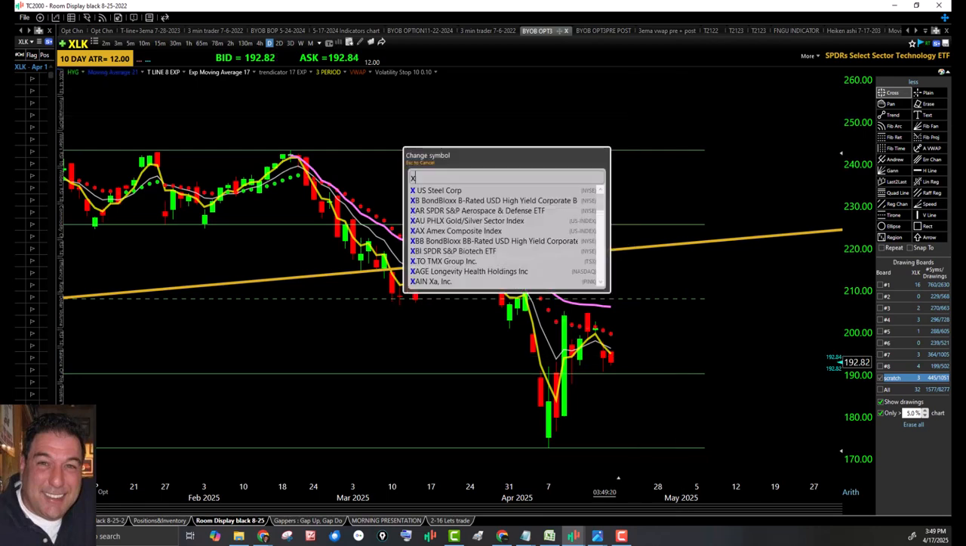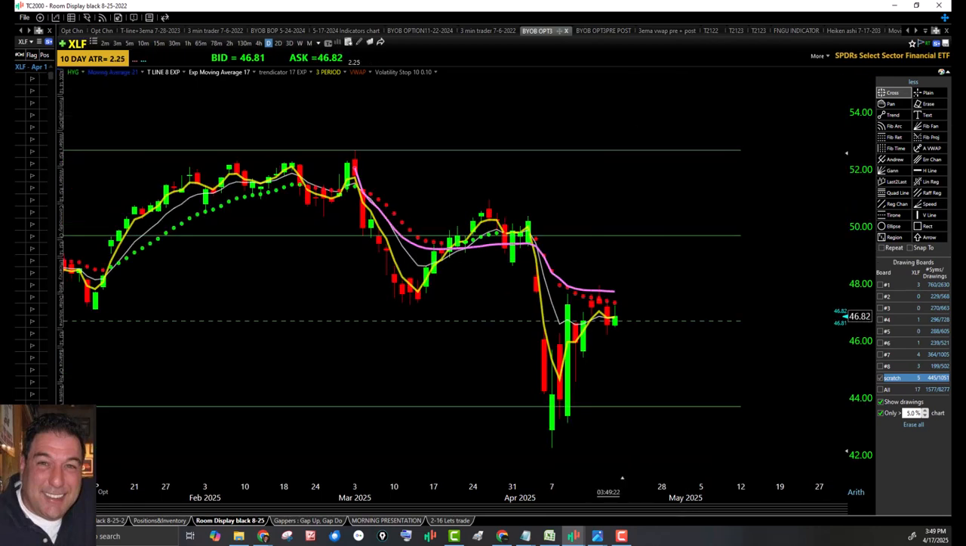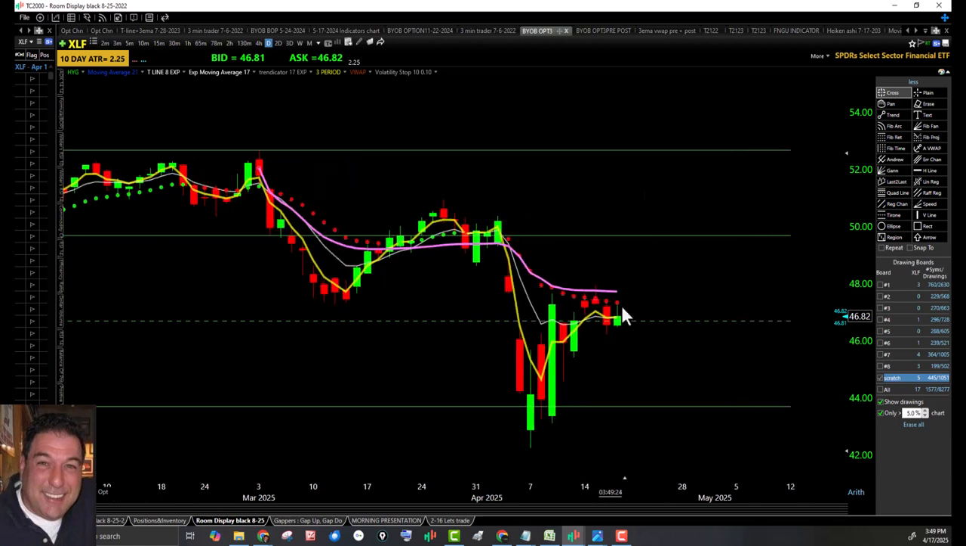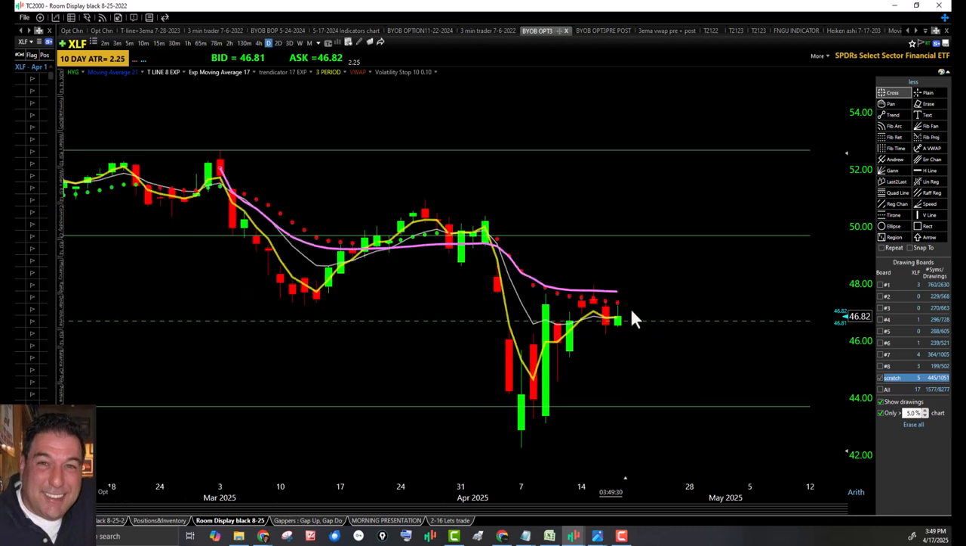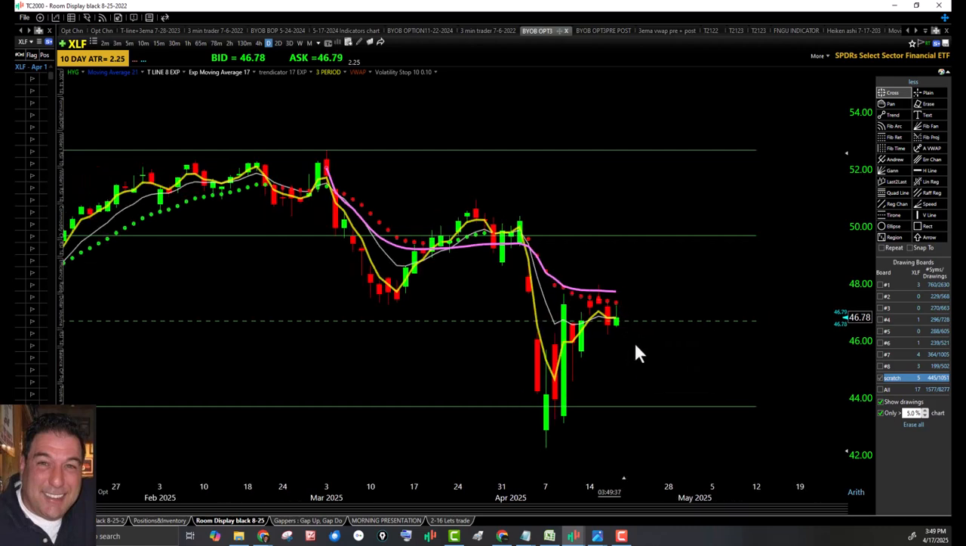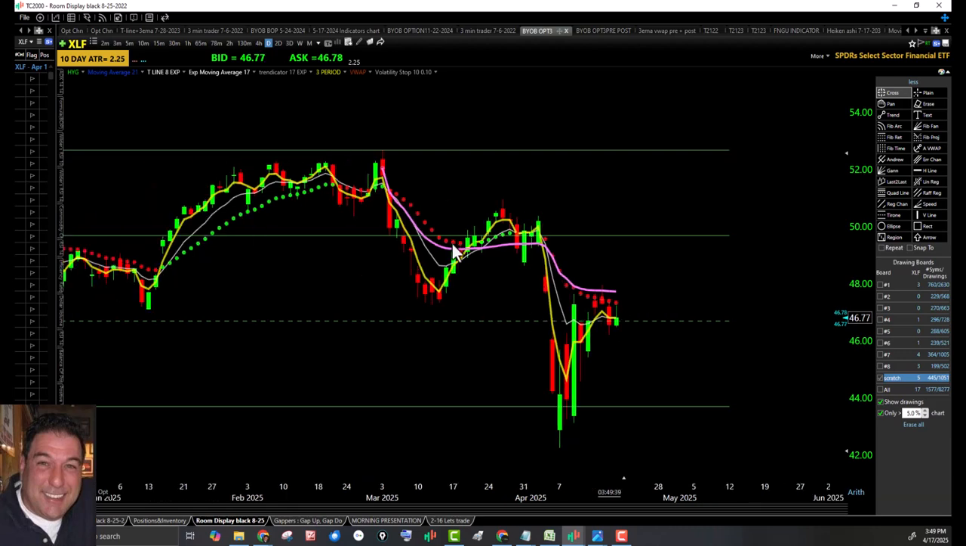All right, let's take a look at XLF. XLF, inside day, closing under the trap, under the all-time high anchored VWAP, under the 17 EMA, see the red dots. Closing over the midpoint, that makes it neutral. You move up, you give it up, it's neutral. Same thing, you move down, you give it up, that's neutral. So XLF, just neutral.